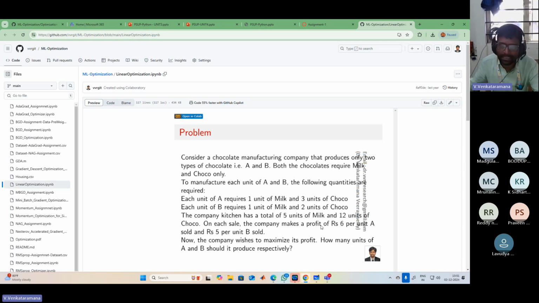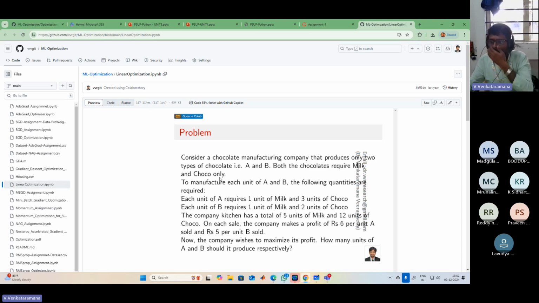So this is the small case study I am trying to explain for the development of the mathematical modeling. Let's consider this problem statement. Consider a chocolate manufacturing company. That means you are a data scientist or a machine learning engineer or deep learning engineer, and your client is a chocolate manufacturing company that produces two types of chocolates. One is called the A-type chocolate, another is called the B-type chocolate. Both the chocolates require milk and chocolate.